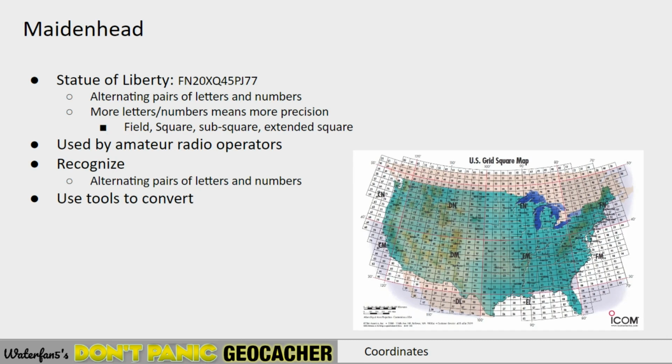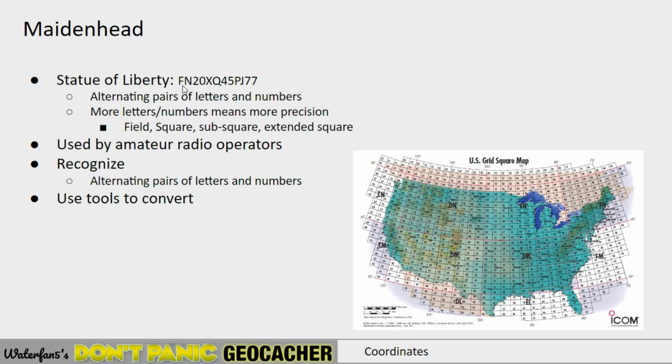Another historic system is the so-called Maidenhead system. The Maidenhead system comes from the amateur radio operators' world. And this one used alternating pairs of letters and numbers. So you see here 2 letters, 2 numbers, 2 letters, 2 numbers, 2 letters, 2 numbers. And each pair that you add adds more precision.